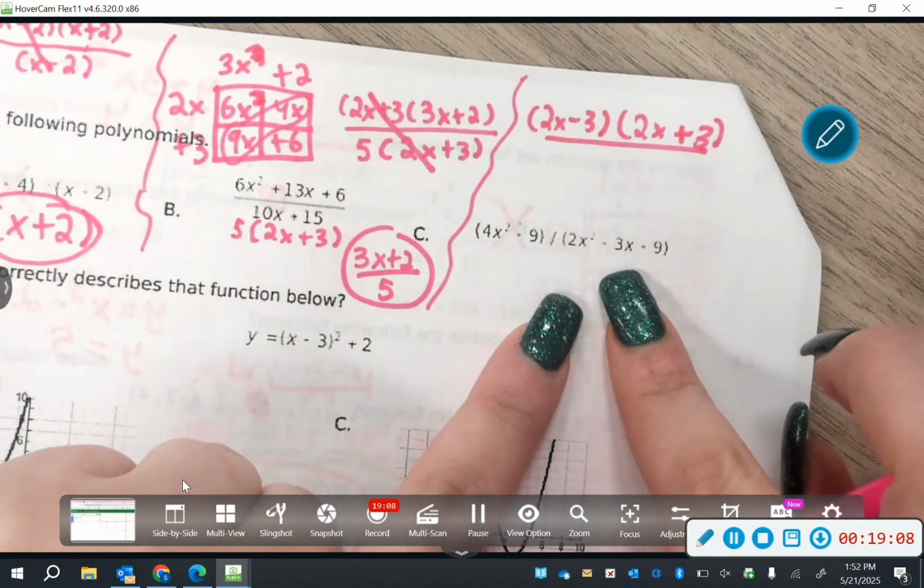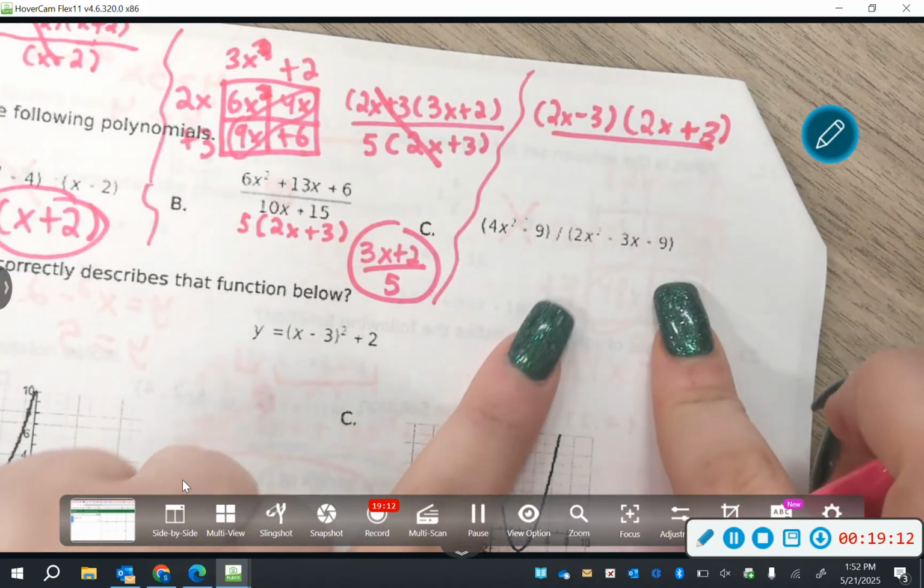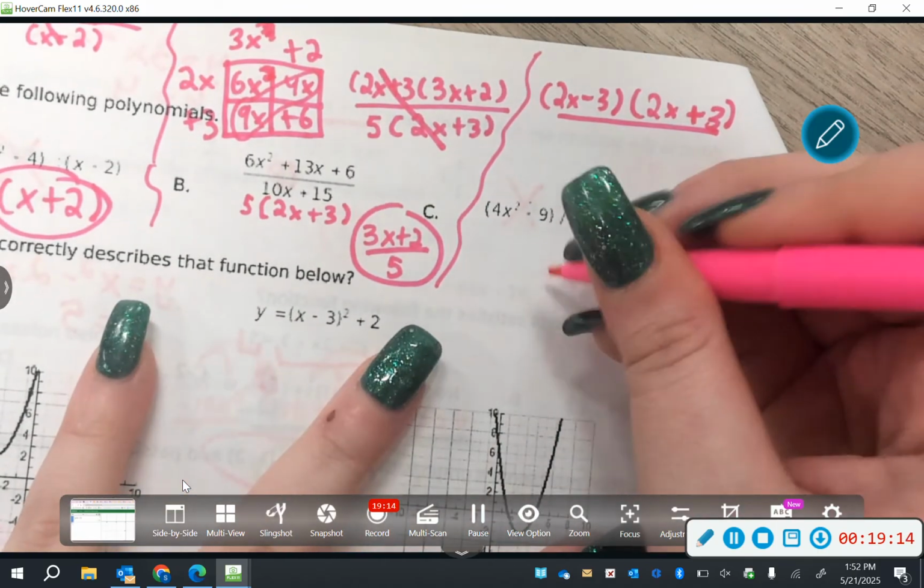On the bottom, this is not a difference of two squares. It's not PST. There's no GCF. We're going to have to box this.